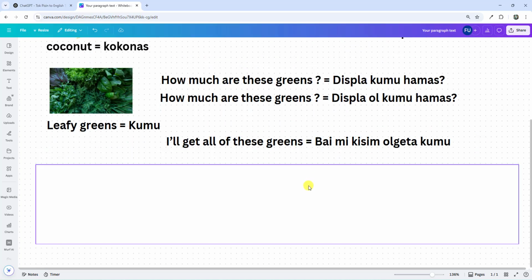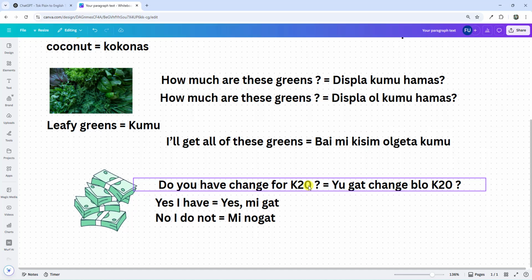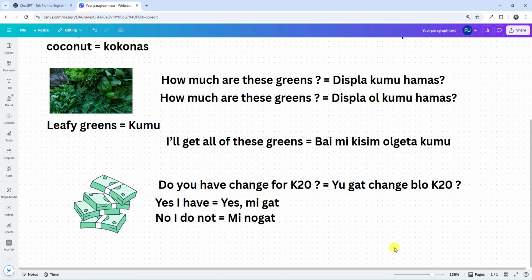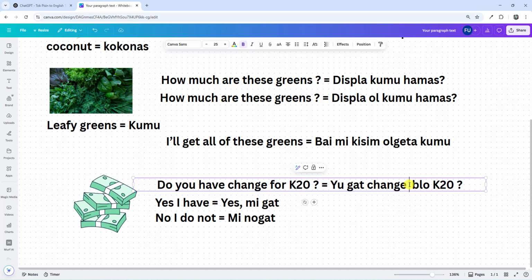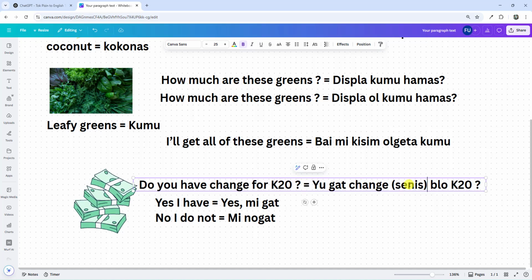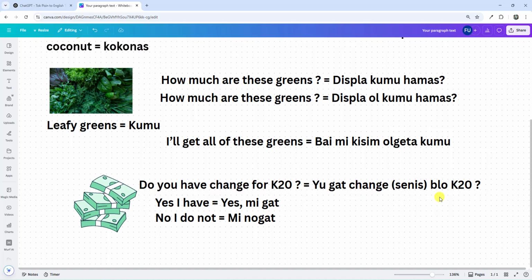Okay, so moving on. Say for example, you went to the market with just 20 kina and you're not sure if they'll have change or not. In English you might say, do you have change for 20 kina? You can say, you got change below 20 kina. Another way of saying it is, you got senis below 20 kina. Senis is one other TOK PISIN word that we can also use.